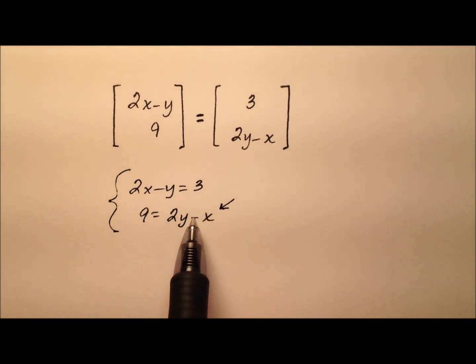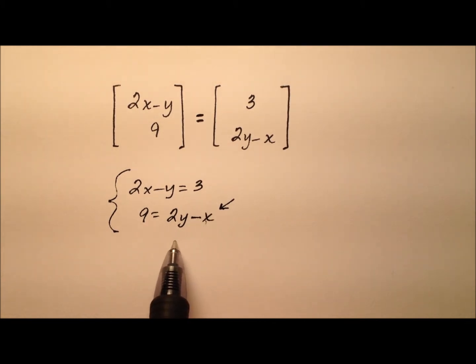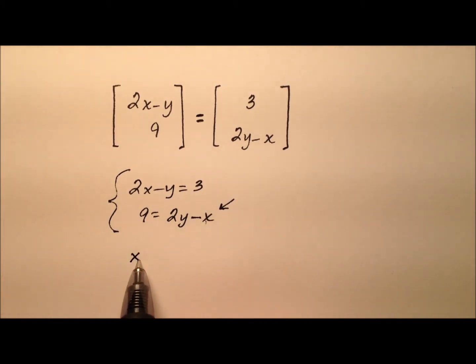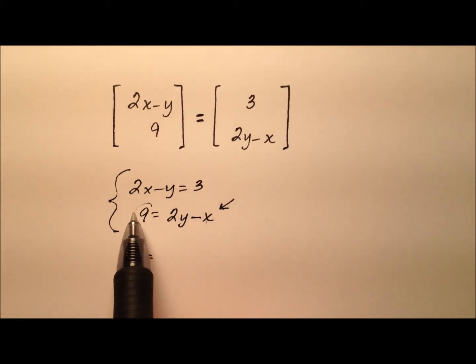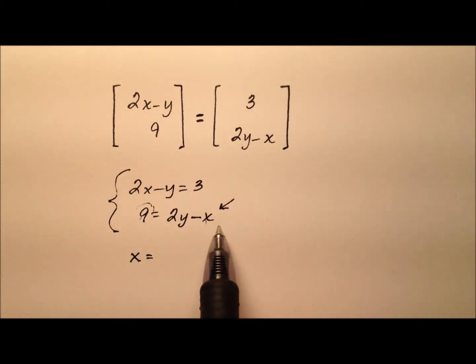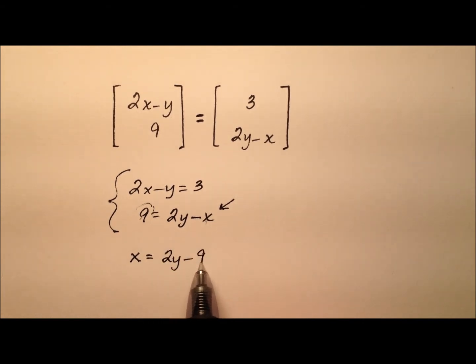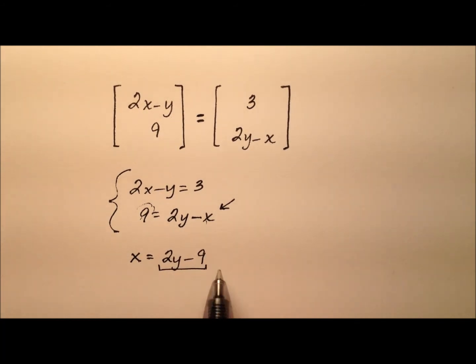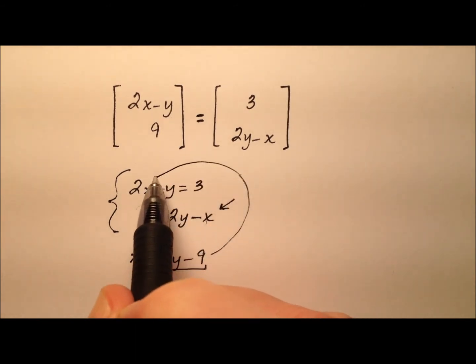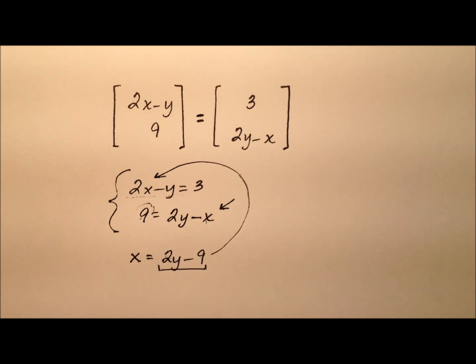So we could take this negative x and push it over to the left side to make it a positive x. And then this positive 9 we could bring over to the right side by subtracting 9 from both sides. And it looks like we have x equals 2y minus 9. So let's take this expression, 2y minus 9, which is equivalent to x, and substitute it in for x, but in the other equation.